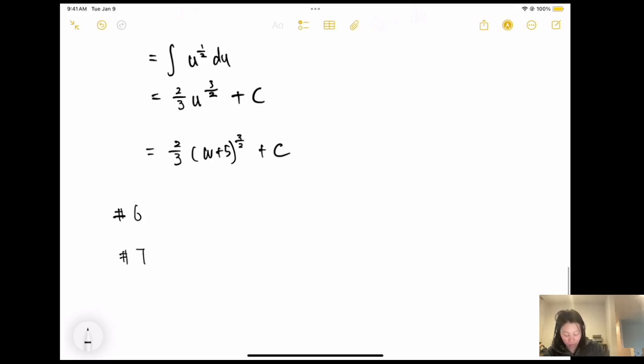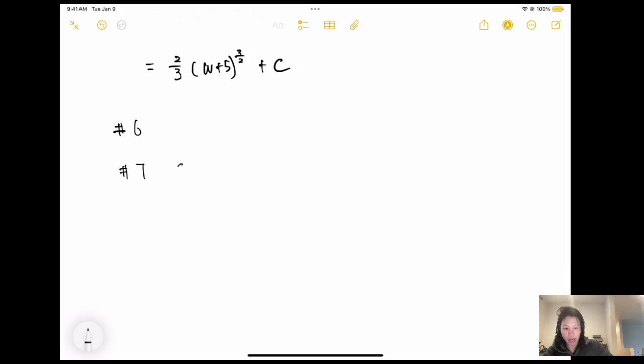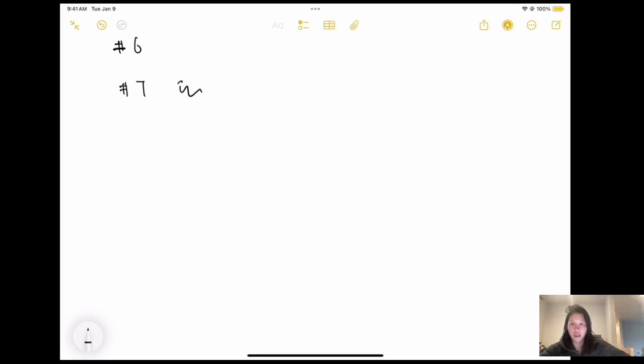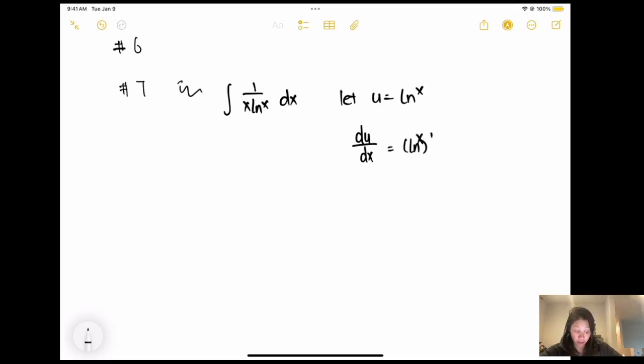I'm going to do number 7. Number 7, you see a ln. Usually when you see a ln, which is the logarithm, usually that would be our u. Number 7 is the integral of 1 over x ln of x dx. So we're going to let u equal ln of x, and then find the derivative of u, which is the derivative of ln of x, which is equal to 1 over x.